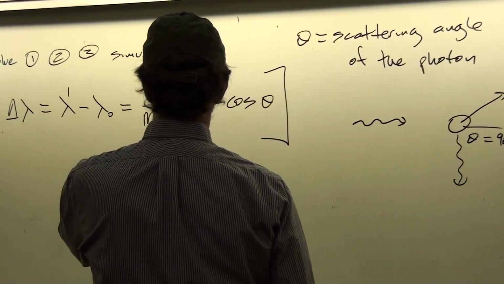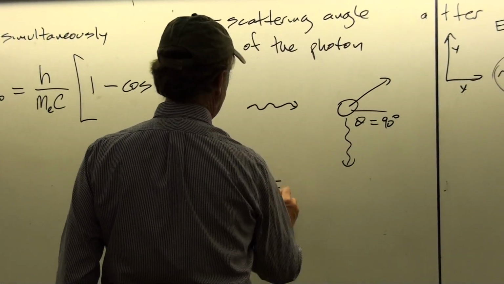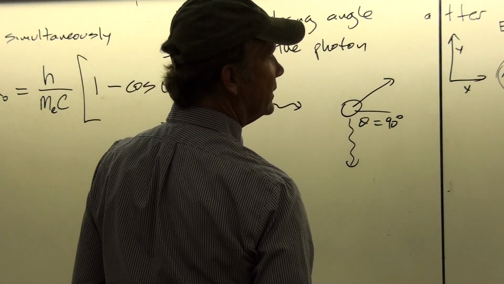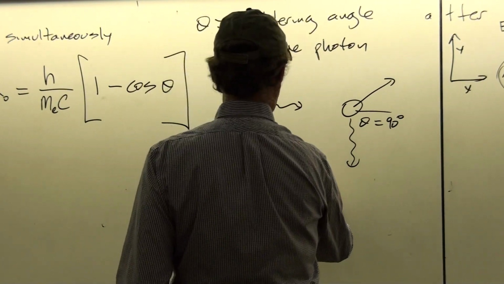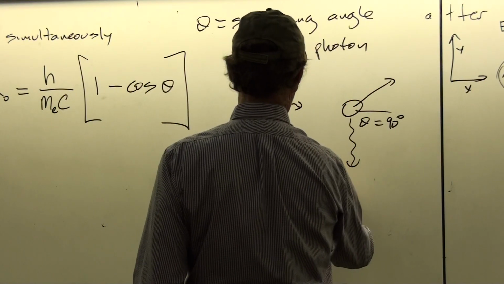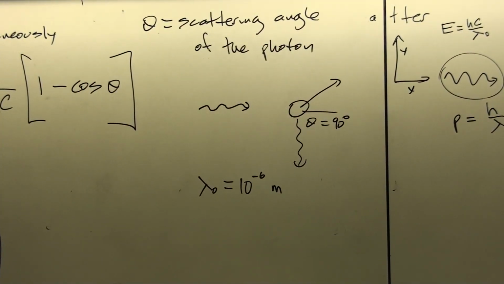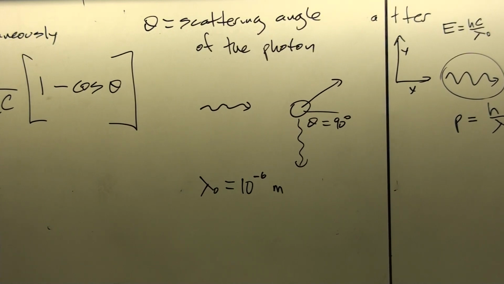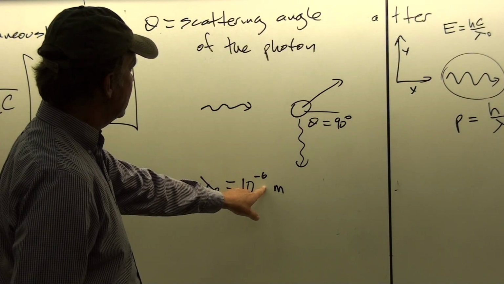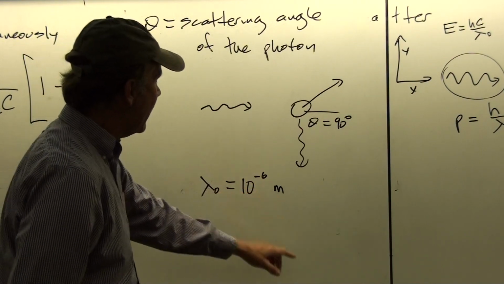For this example, let's say that lambda naught is equal to 10 to the minus 6 meters. Okay, so if we set lambda naught equal to 10 to the minus 6 meters for the photon, then it's going to have a little higher energy. Somewhere around 10 to the minus 7 would be in the low ultraviolet, and so this would be in the higher ultraviolet.